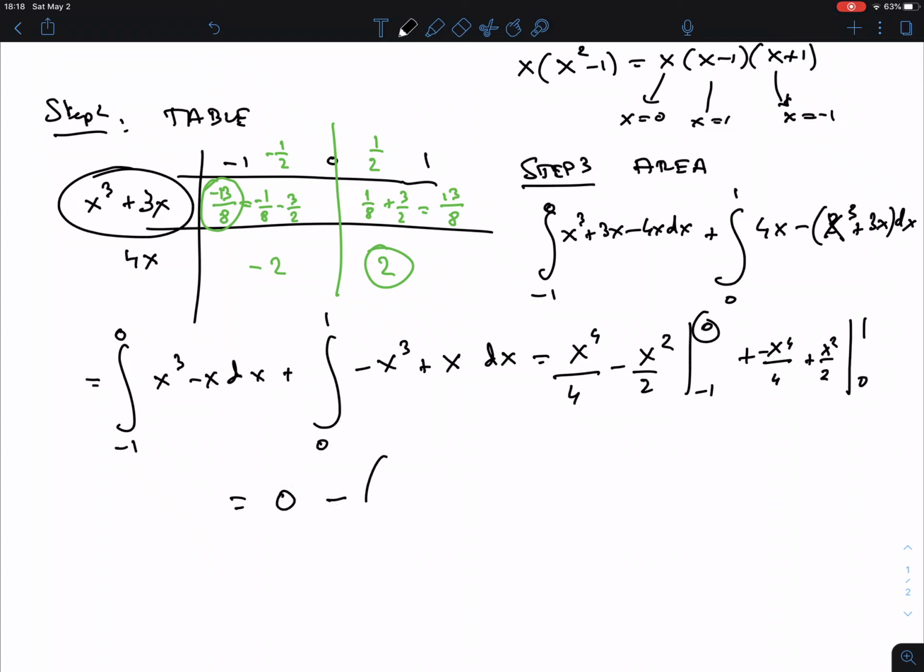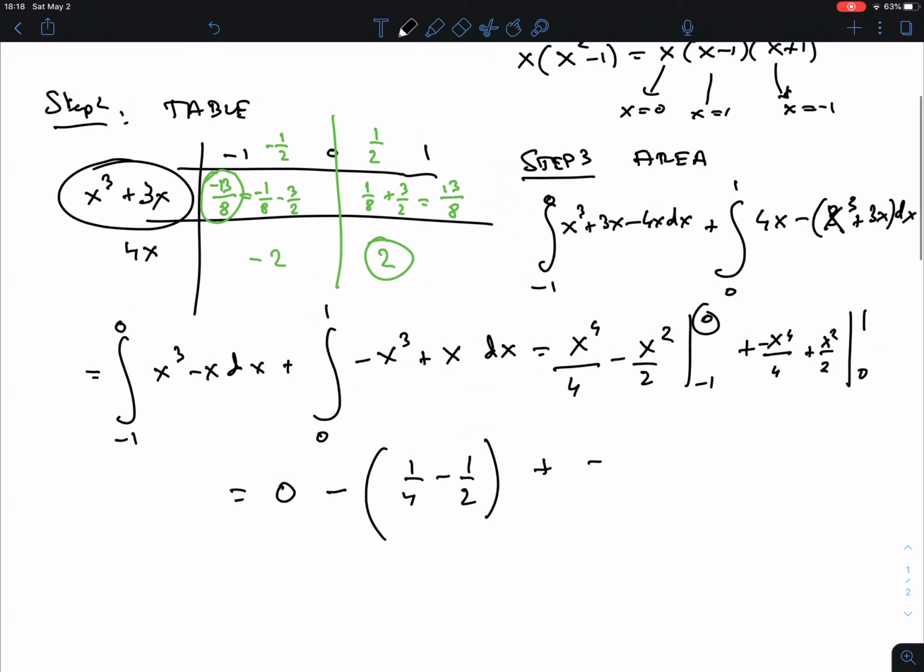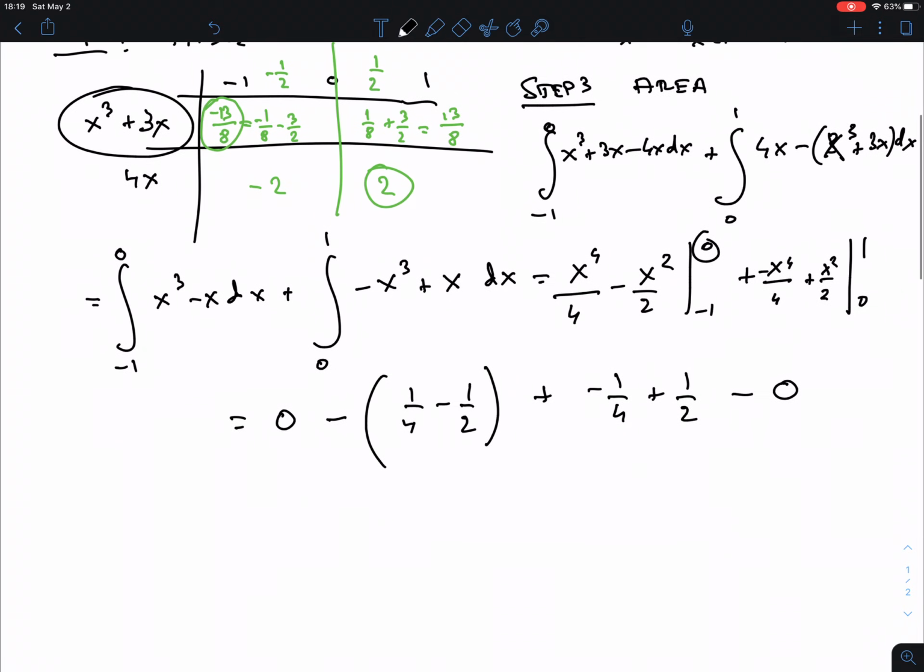So 0 minus, now we plug in negative 1. These are all even powers, so we get 1/4 minus a half. Plus, now we plug in 1, that's minus 1/4 plus a half, and then we plug in 0, that is 0. We subtract, right? Remember.